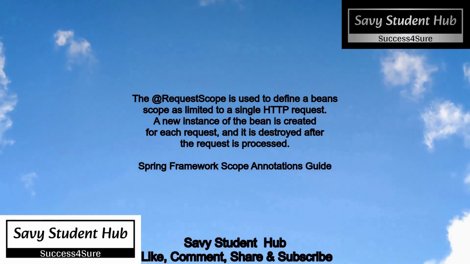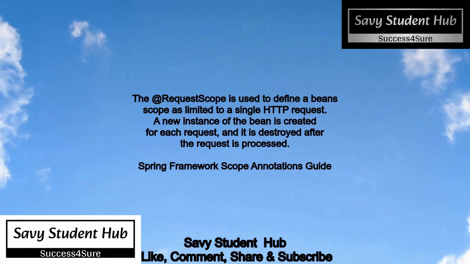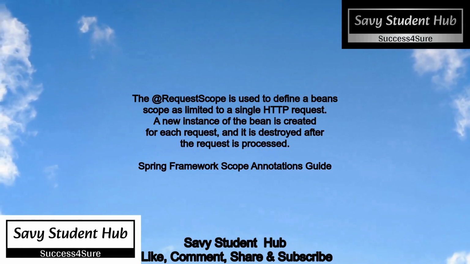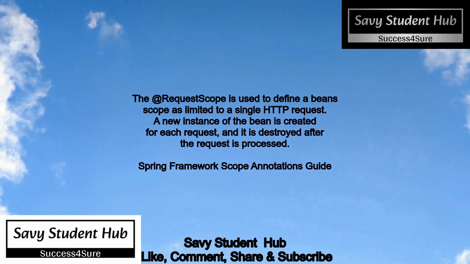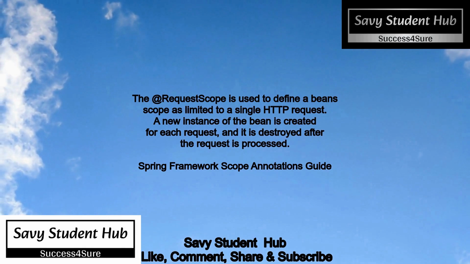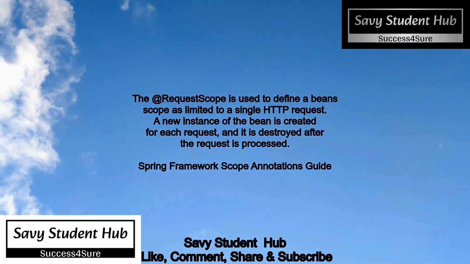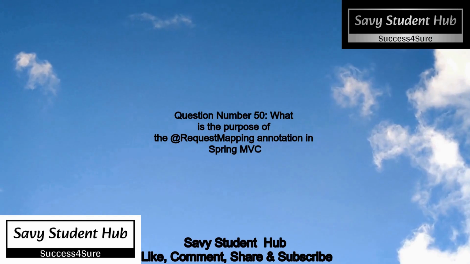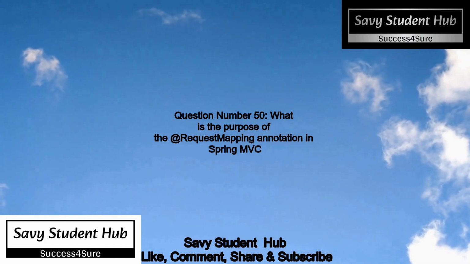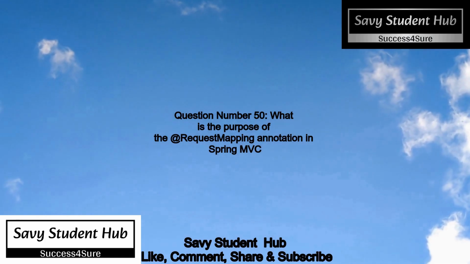The request scope is used to define a bean's scope as limited to a single HTTP request. A new instance of the bean is created for each request, and it is destroyed after the request is processed. Question number 50. What is the purpose of the request mapping annotation in Spring MVC?